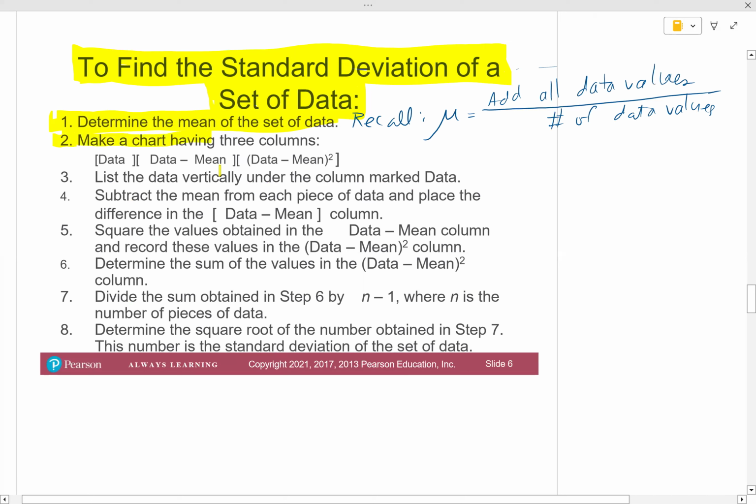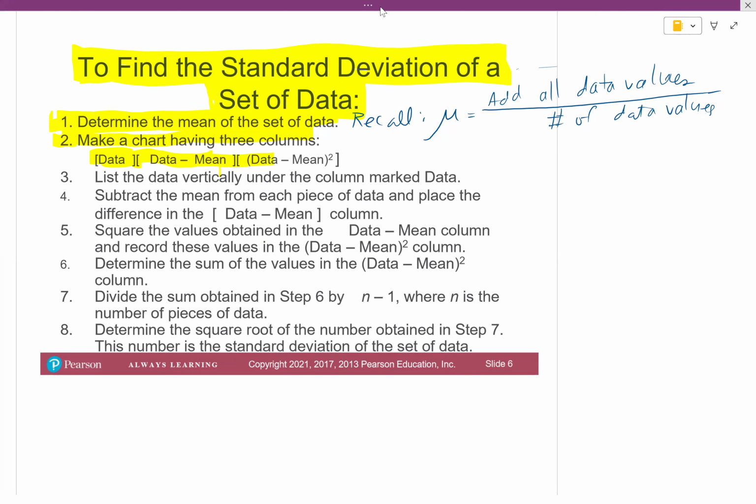We'll make a chart having 3 columns. First, data, just the data values. Like if you're polling someone, how many hours of television do you watch each week? The data would be the number of hours, like 5 for this guy and 10 for that guy and 12 for this girl, and so on. And then the next would be data minus the mean. So let me see, maybe I'll make a little chart, because it's kind of hard to tell.